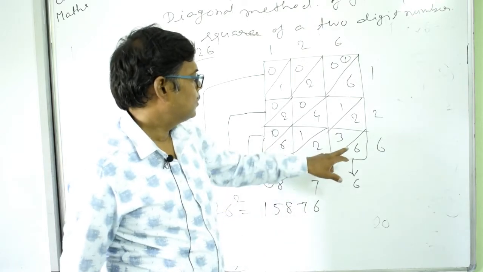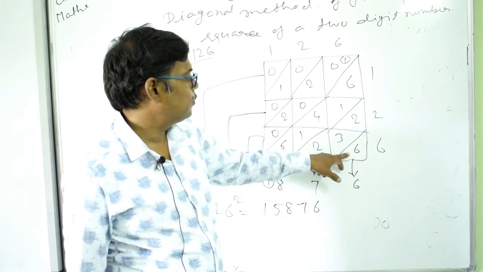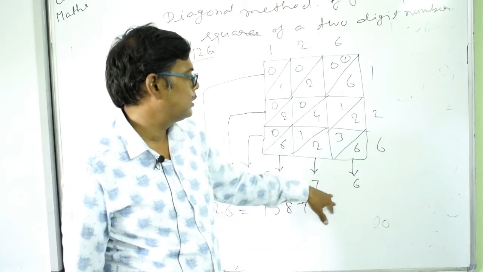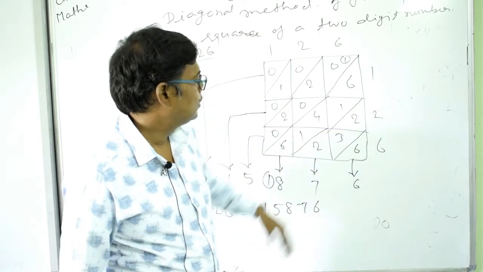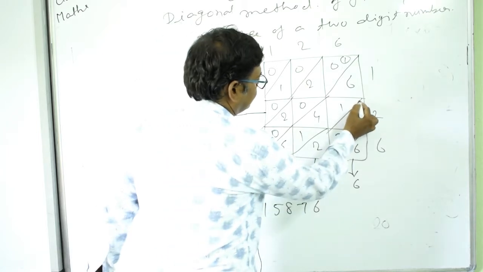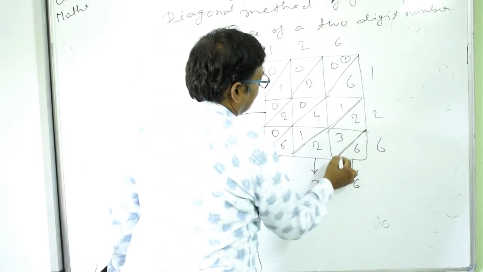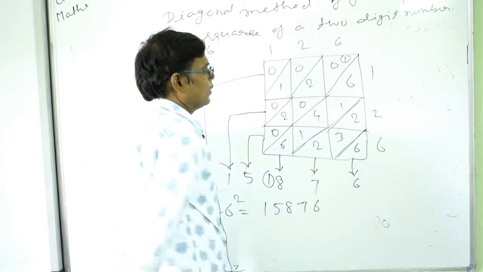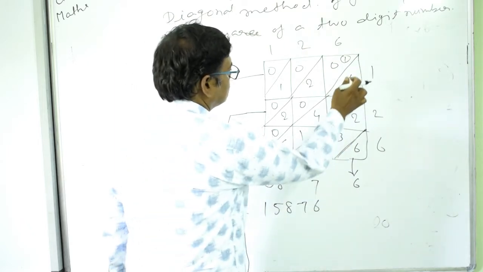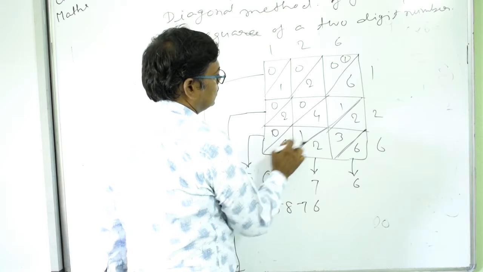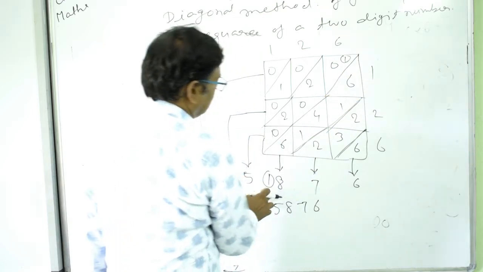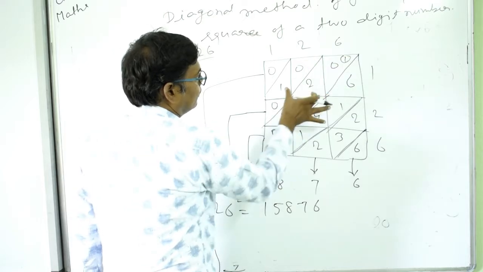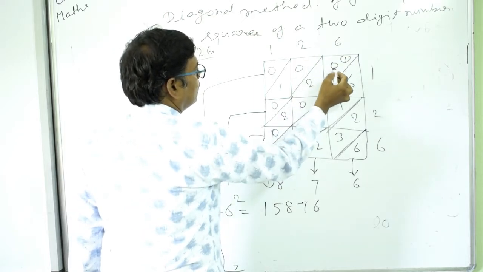Now here the ones digit will be 6 in this case, because only one number is there, so write 6. And here you have 3 numbers, 2, 3 and 2, so add all these numbers and you will get 7. In this column you have 6, 1, 4, 1 and 6, so when you add you will get 18. Then carry this 1 to the next column.